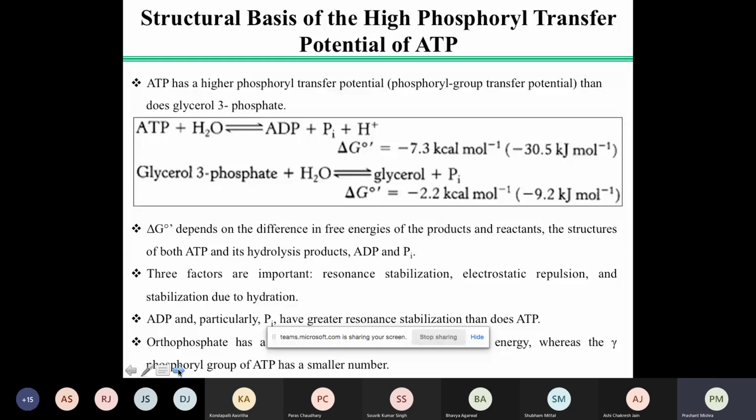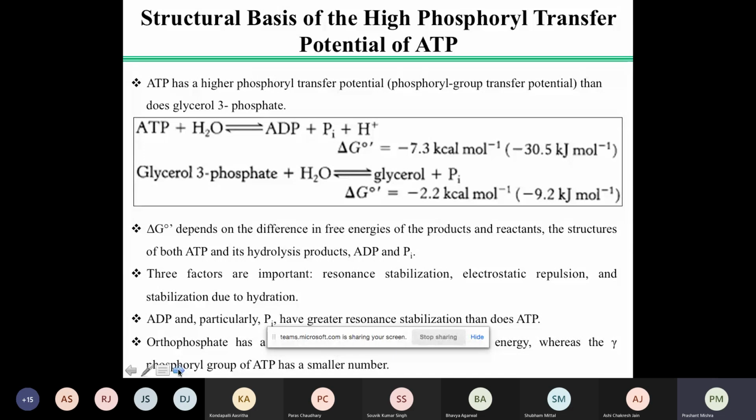Then the third one is the stabilization due to hydration. All these three points, that is resonance stabilization, electrostatic repulsion, and stabilization due to hydration, are concerned when we talk about their ability to transfer the phosphoryl group. So if you look at ATP and ADP, you find that ADP and particularly Pi have a greater resonance stabilization than ATP.